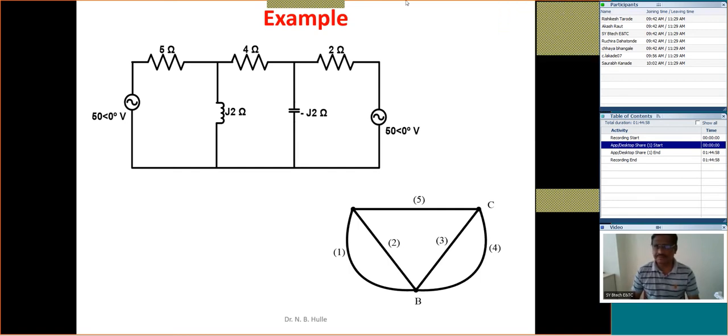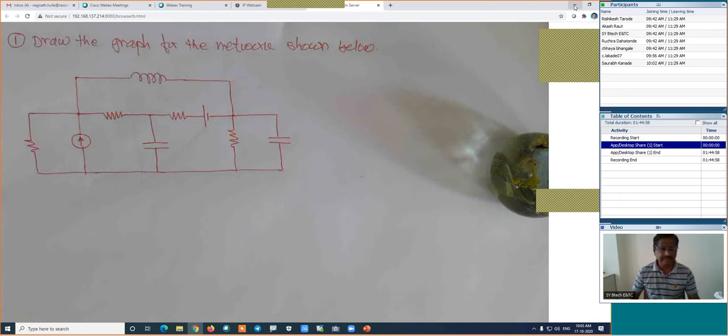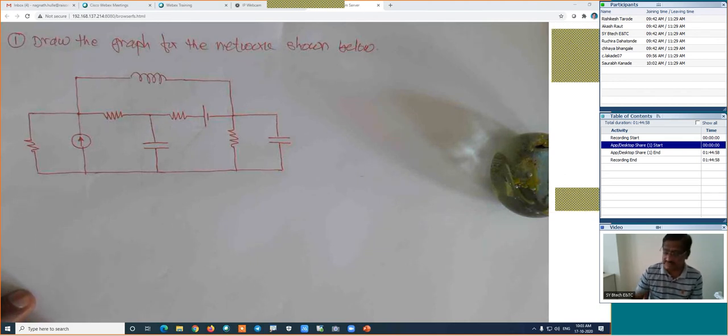I will minimize the screen and come back to my camera and I will discuss how to draw the graph for the given network. This is the figure. Are you able to see my paper? Yes. So here in this particular case, we will try to understand how to draw the graph for this given figure. That is my philosophy.